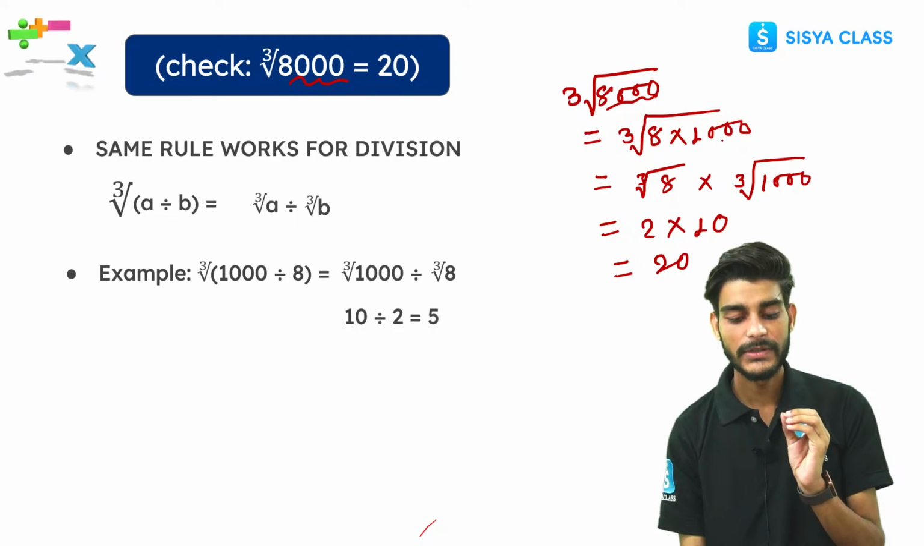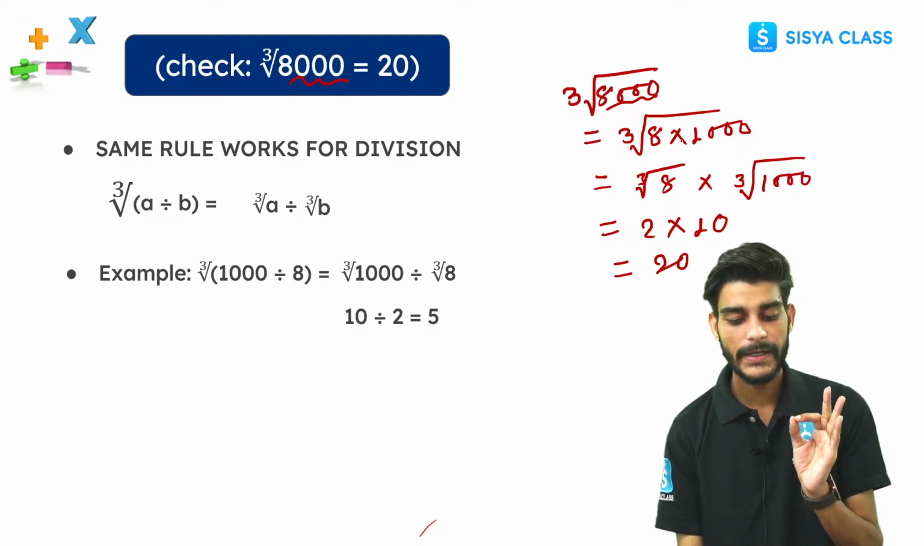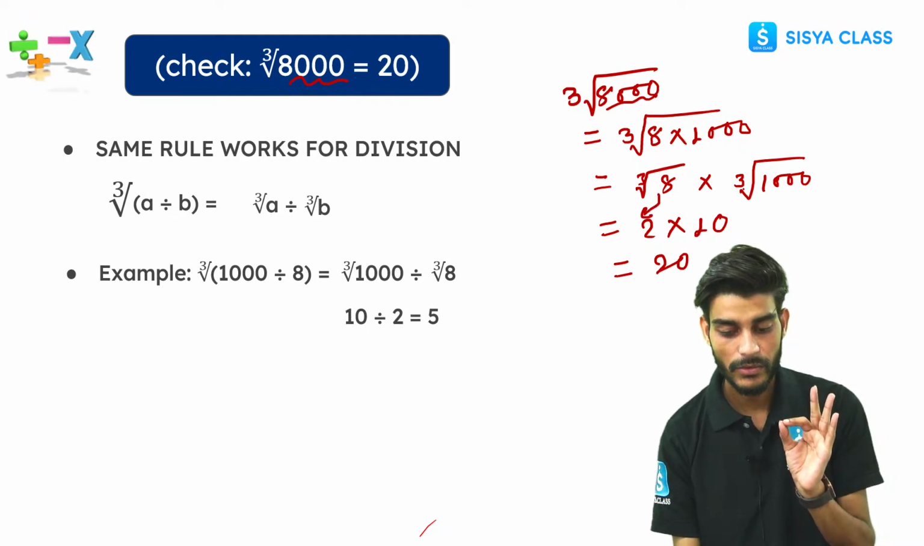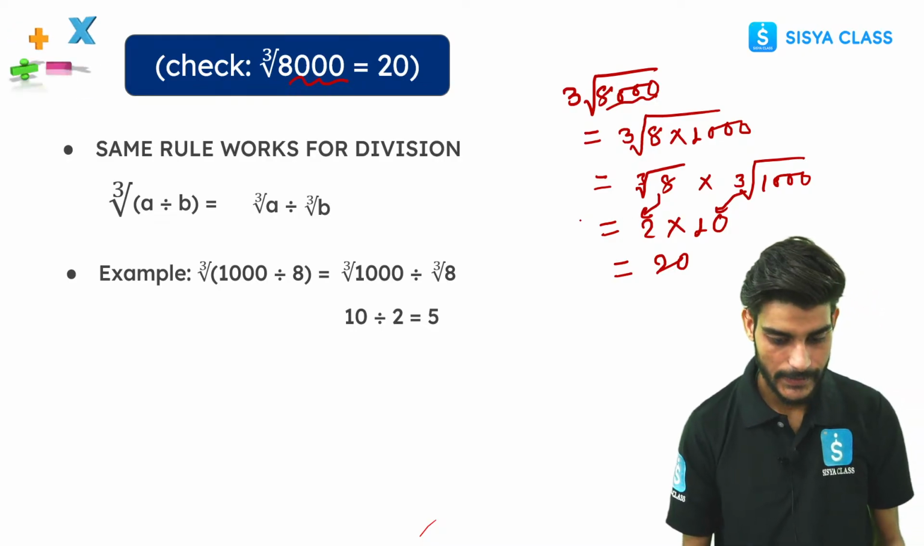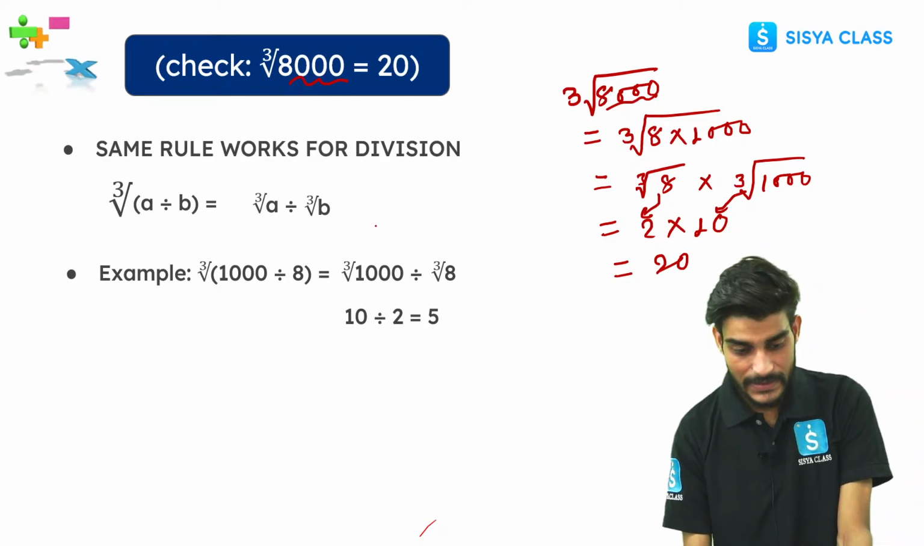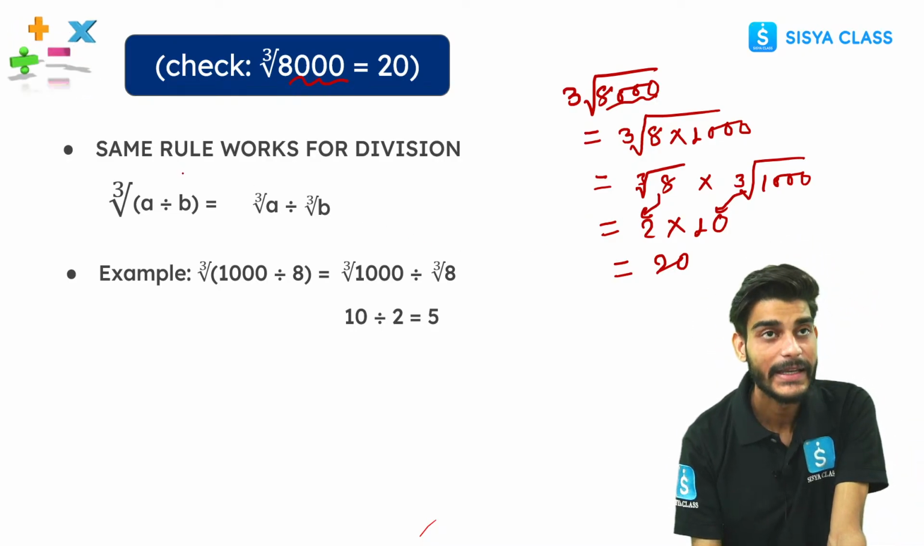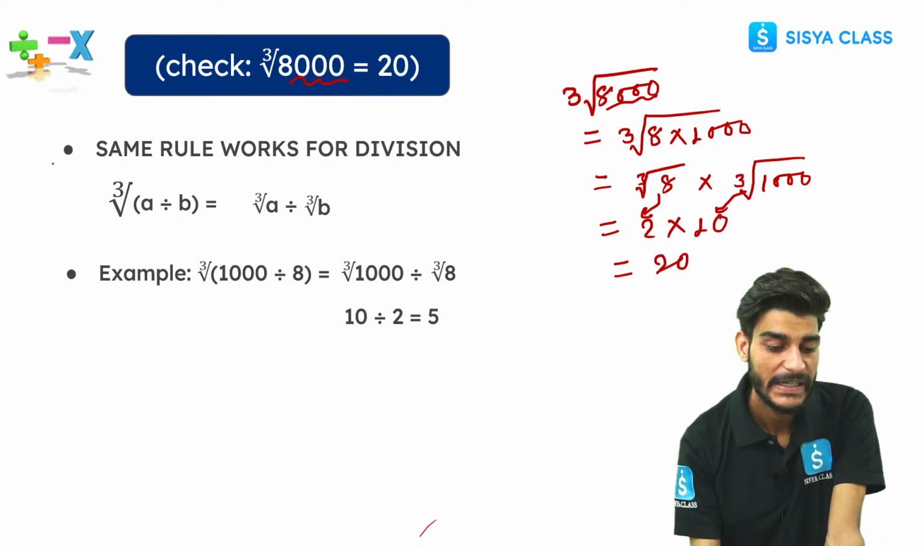So 8 into 1000 I can write. So by the product property, I distributed the cube root in both the numbers. So cube root of 8 into cube root of 1000, that is basically 2 into 10, that is 20. Clear? Now this property is also applicable for division as well.